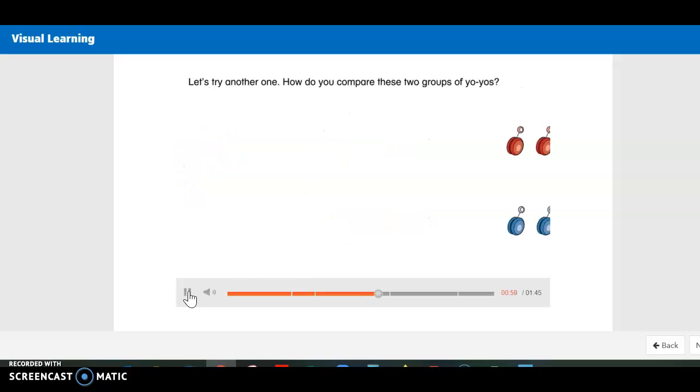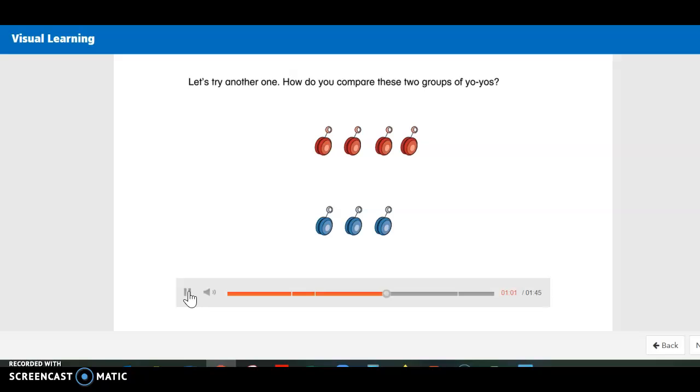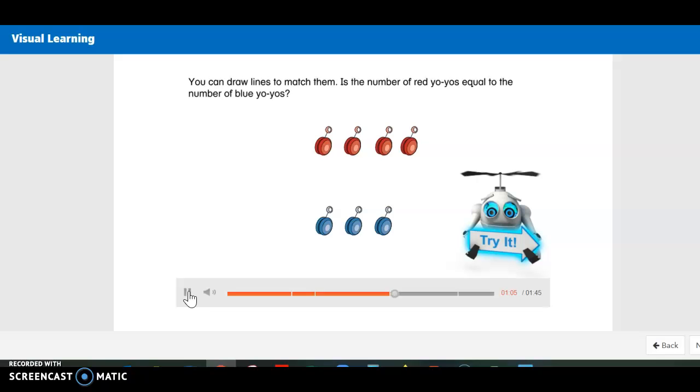Let's try another one. How do you compare these two groups of yo-yos? How are we going to compare the red yo-yos to the blue to see if we have equal amounts? You got it. We need to make a line. We need to match up one red yo-yo to every blue yo-yo. You can draw lines to match them. Is the number of red yo-yos equal to the number of blue yo-yos? Does everybody have a match? No. The groups are not equal.